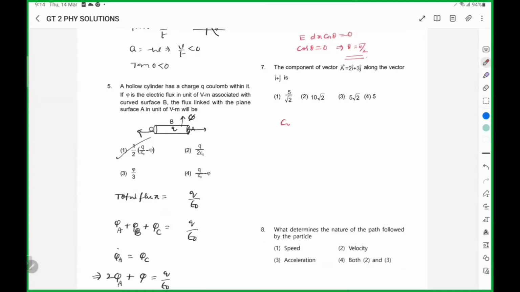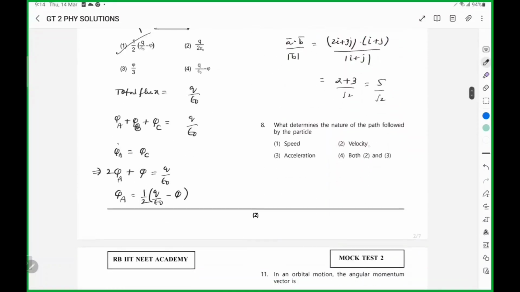Component of A bar along B bar is A bar dot B bar by mod B bar, which is the same as the projection of A along B. 2i plus 3j dot i plus j by mod of i plus j, which is 2 plus 3 by root 2, that is 5 by root 2.